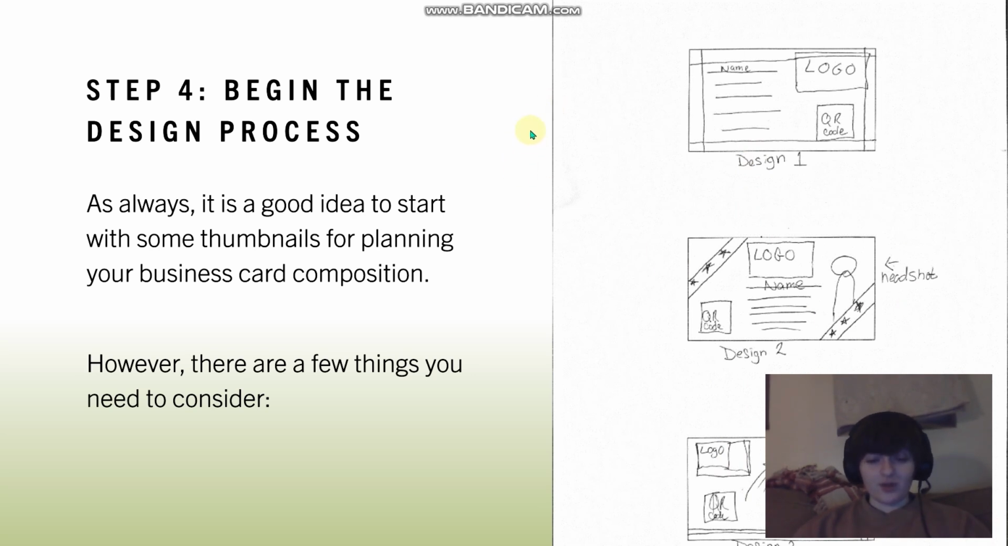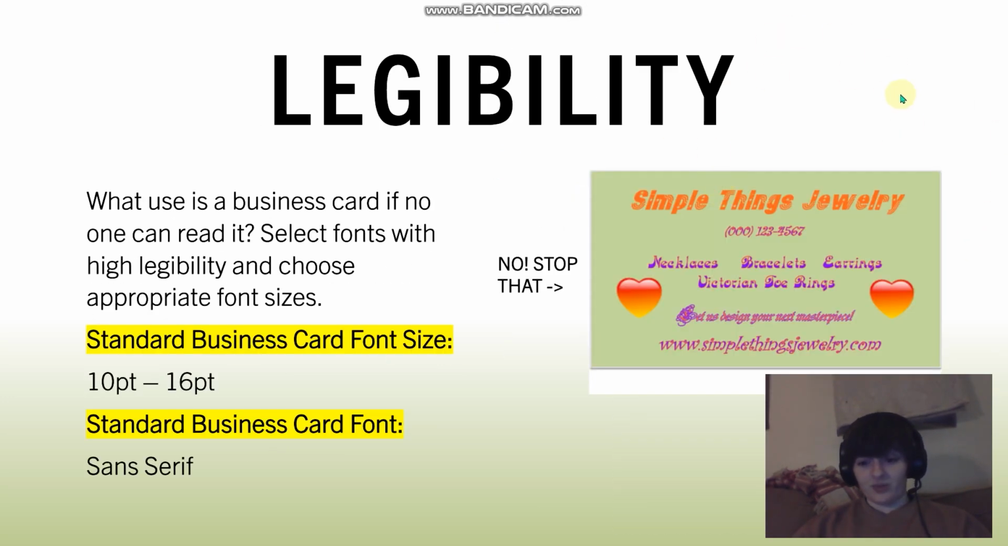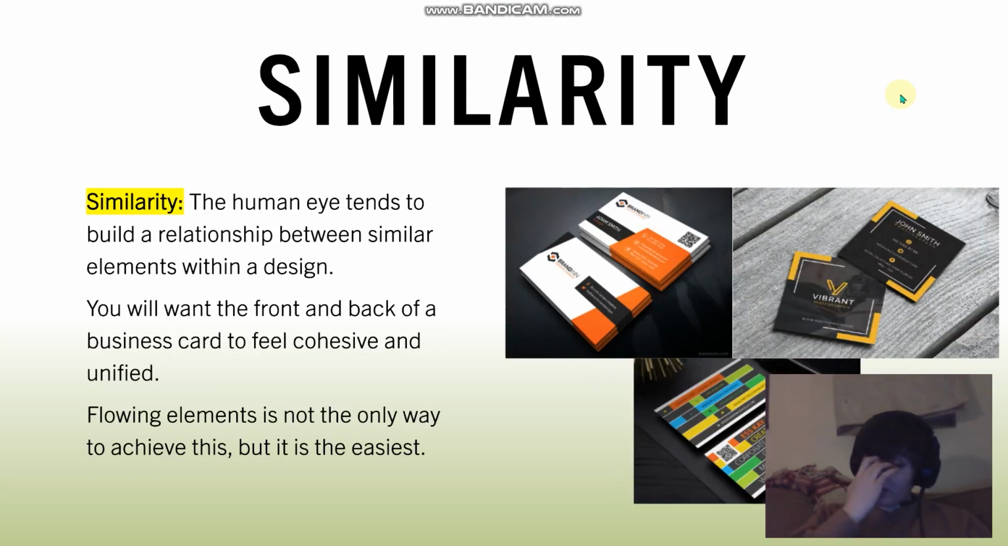While you are doing those, I want you to consider 3 more things: similarity, hierarchy, and legibility. So similarity, the human eye tends to build a relationship between similar elements within a design. So what that means is that if you include any repeating elements, something that carries on from the front to the back, and half of the time this is just the same graphic, the same vector art, copied and pasted from the front to the back. It is a really easy way to make your business cards feel cohesive and to make them feel unified.